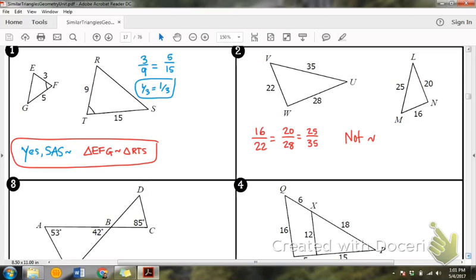And guys, writing your scale factors down here is proof that it's not similar, okay? So you're proving to me that it's not similar by reducing them all to the same scale factor. That's the work I'm going to look for to see if you understand what you're doing, okay? All right, let's do number 3.